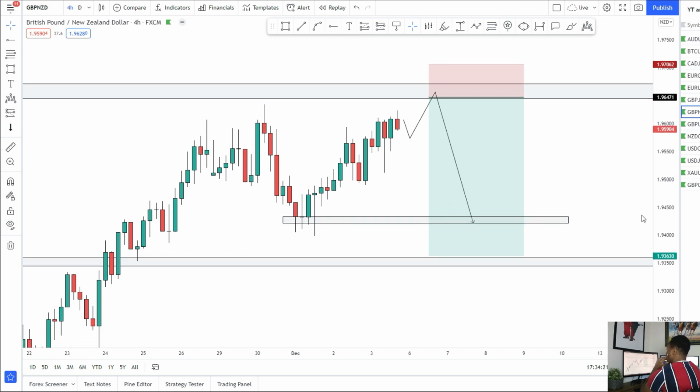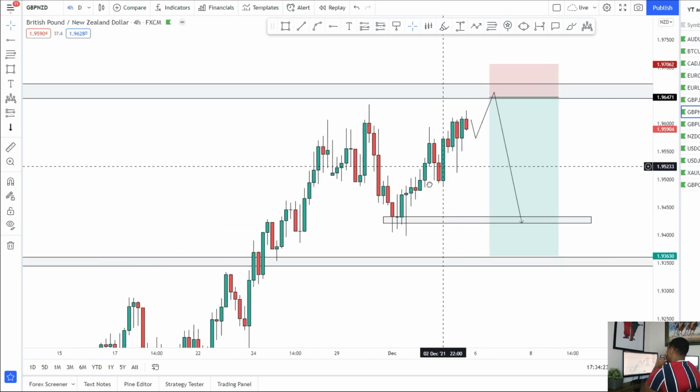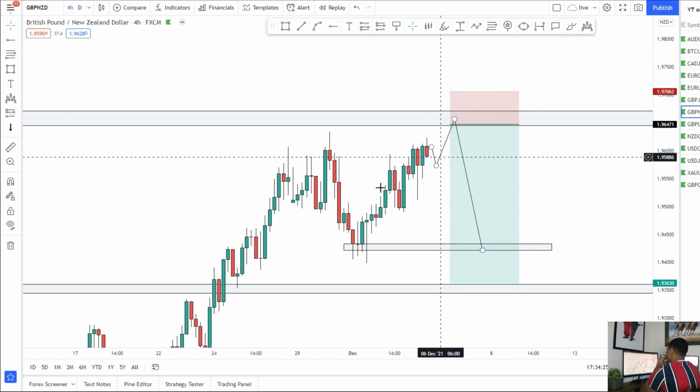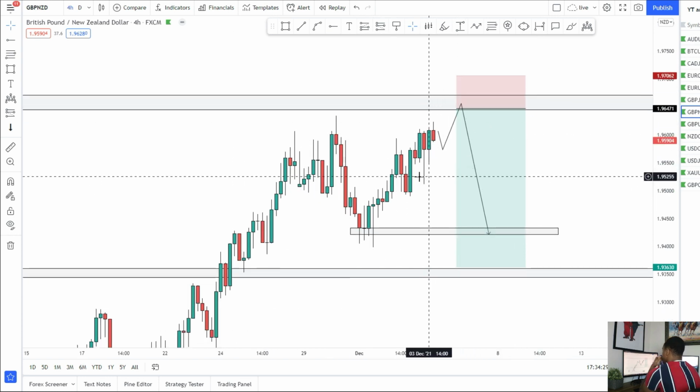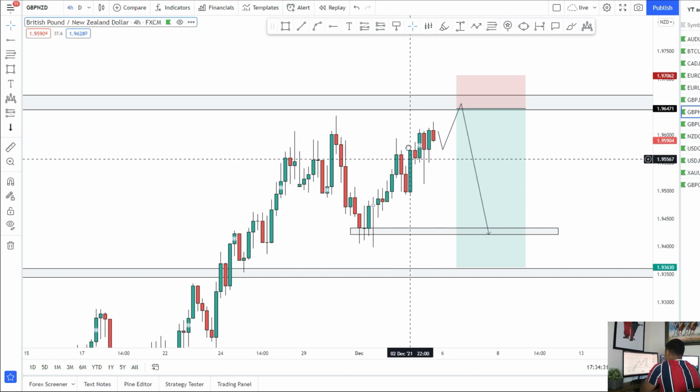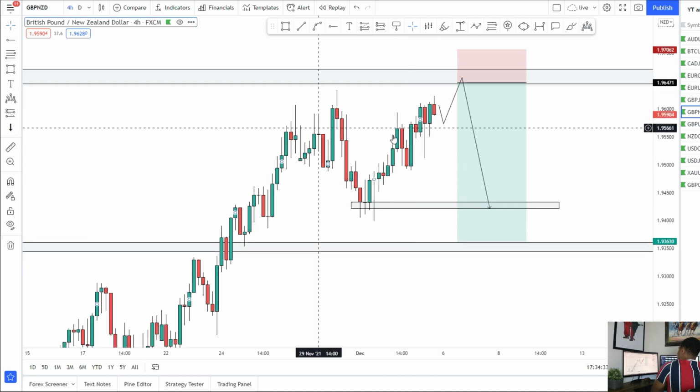So that's the plan for next week. Looking for sales. The only way I'll look for buys is if price does break above that, but again, price does need to retrace. So looking for primarily sales for pound NZD coming into the week back down to 1.93600.